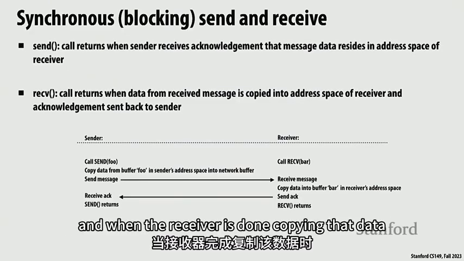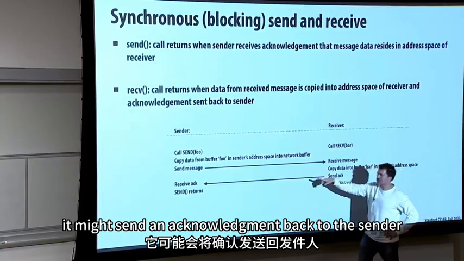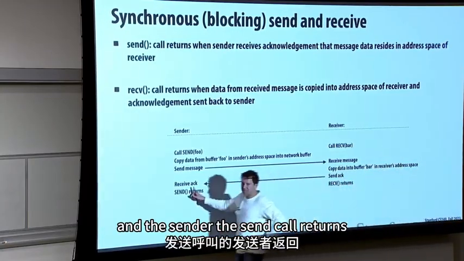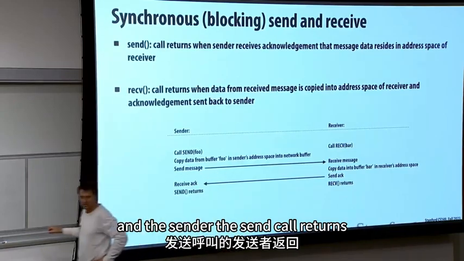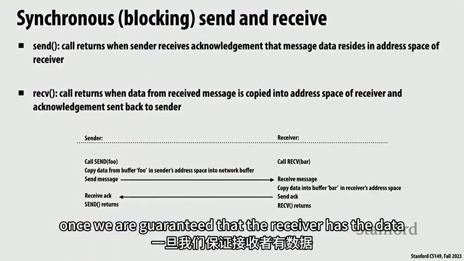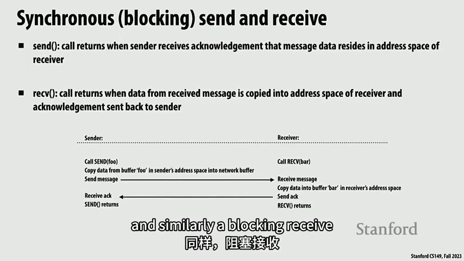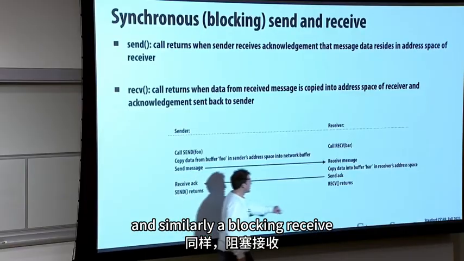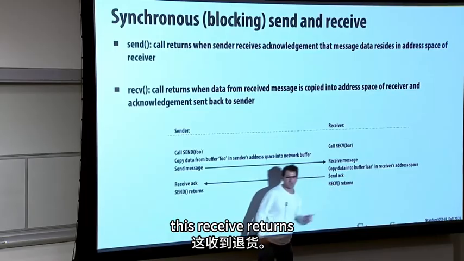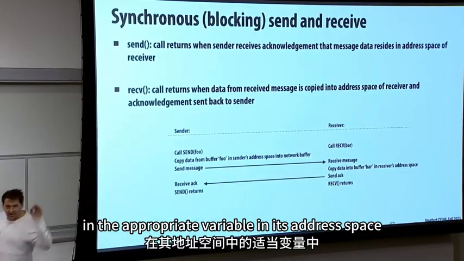the receiver will get the message and copy whatever is in the message into the local variable. When the receiver is done copying that data and has it, it might send an acknowledgement back to the sender, and the send call returns once we are guaranteed that the receiver has the data. That's a blocking send. Similarly, a blocking receive returns when the receiver has the data in the appropriate variable in its address space.